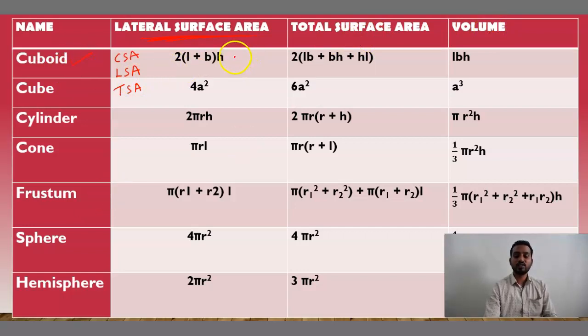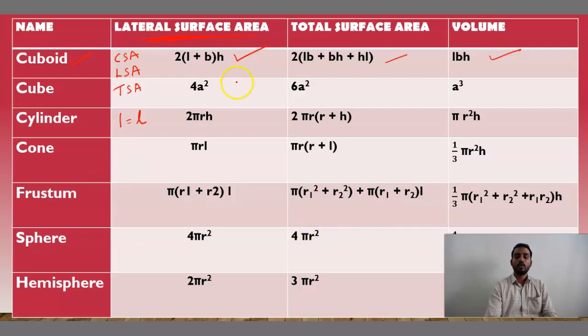The lateral surface area of a cuboid is 2 into (l plus b) into h. This is not I, this is L. That is, 2 into (length plus breadth) into height. Total surface area is 2 into (length into breadth plus breadth into height plus height into length). Volume of a cuboid is length into breadth into height.